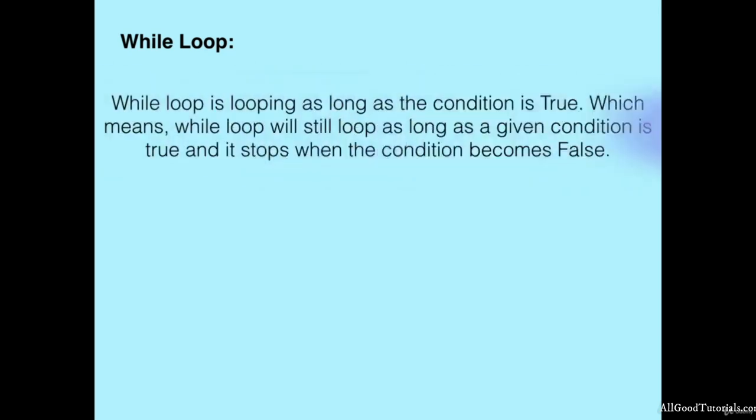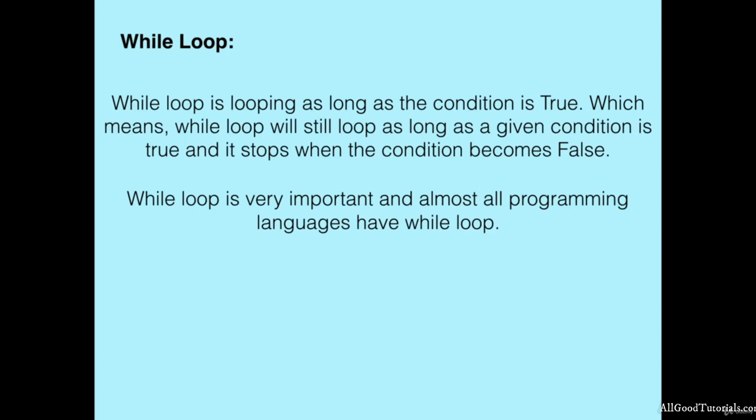While loop. While loop is looping as long as the condition is true, which means while loop will still loop as long as given condition is true and stops when the condition becomes false. While loop is very important, and almost all programming languages have while loop. Python has two primitive loops, for and while. Let's see how.